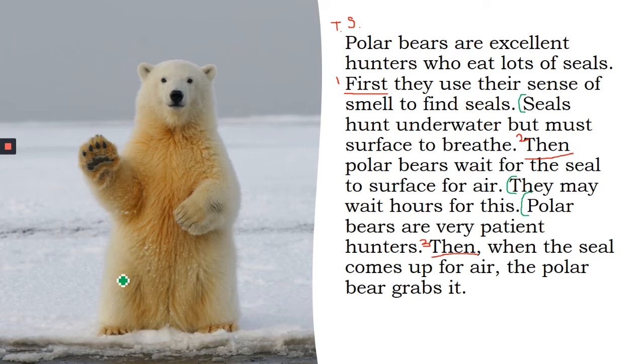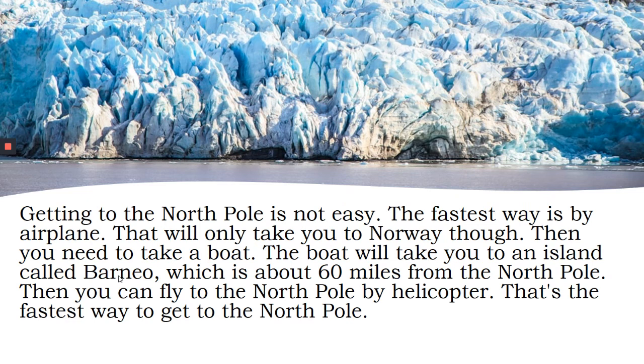So let's do another practice. Here's my second one. Getting to the North Pole is not easy. The fastest way is by airplane. That will only take you to Norway, though. Then you need to take a boat. The boat will take you to an island called Borneo, which is about 60 miles from the North Pole. Then you can fly to the North Pole by helicopter. That's the fastest way to get to the North Pole.